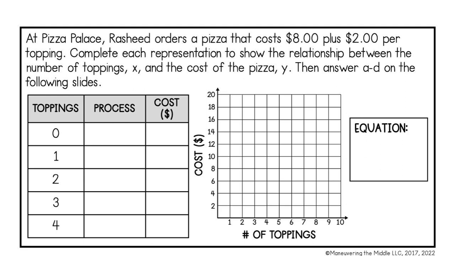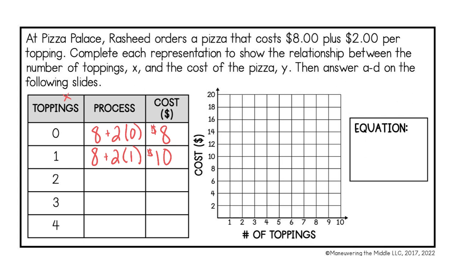All right, so if he has 0 toppings, so it's just a cheese pizza, he is still going to pay $8 because you pay the $8 initial fee, plus it's $2 per topping, and our toppings are x. But if he doesn't get any toppings, 2 times 0 is just 0. So now let's say he gets one. He gets a pepperoni pizza. He's going to pay the $8 for the pizza plus $2 per topping, and he got 1. So 2 times 1 is 2, plus 8 is 10.